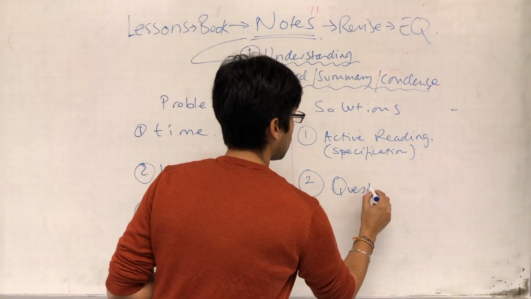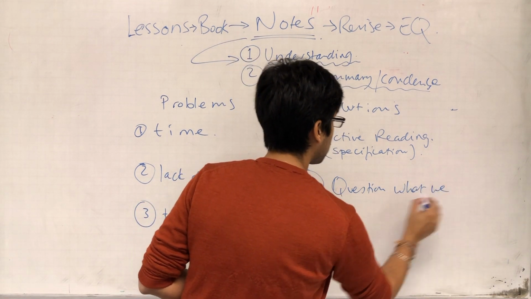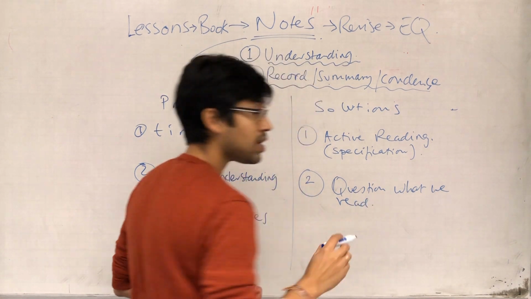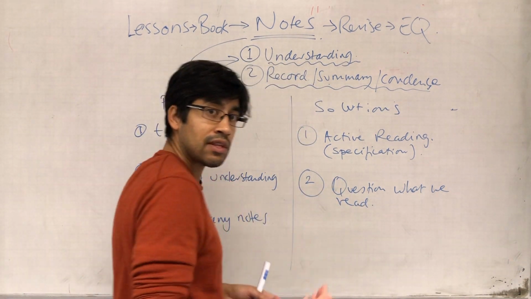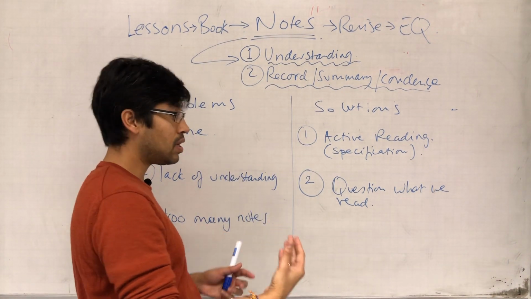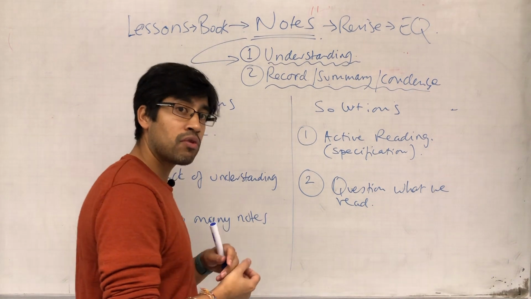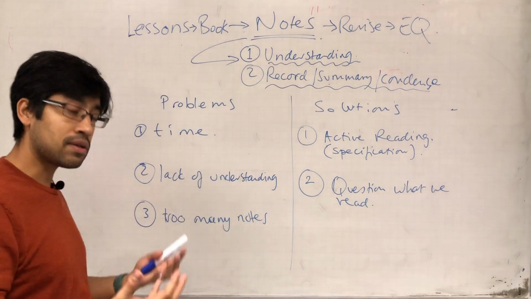Second point, question what we read. We have to interrogate. Every sentence must make sense to us in light of what we have known in the past. And when that doesn't happen, we cannot ignore it, we cannot paper over it, we cannot say that we're going to deal with it later.